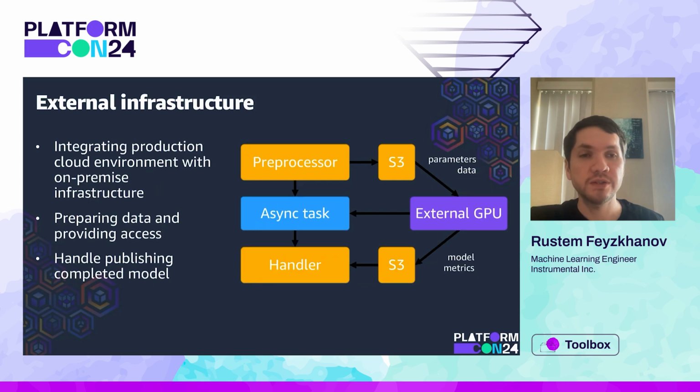Finally, you can also use external GPU for training. In this case, it won't be fully scalable, but it will be the cheapest option. And your external GPU, which could be GPU on some other cloud provider or your GPU on premise, can download data and parameters from S3, train the model, upload it to S3, and report to Step Functions that it completed the training job. And then the model can be published into your production infrastructure on AWS.